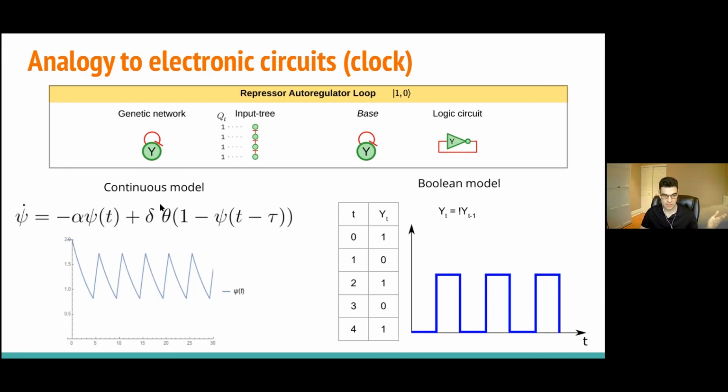Now, if you look at the continuous model, which is really what is behind this genetic network, there is a system of ODEs. If you look at the continuous model, you will also see oscillations here. This is evidence, very brief, that these types of circuits with self loops and delays can function as a clock.